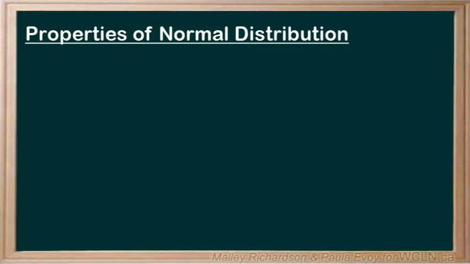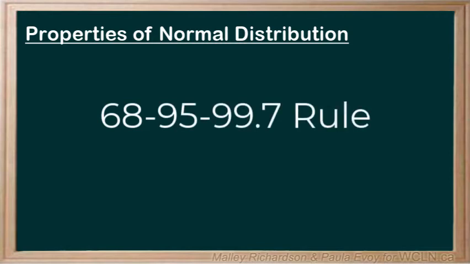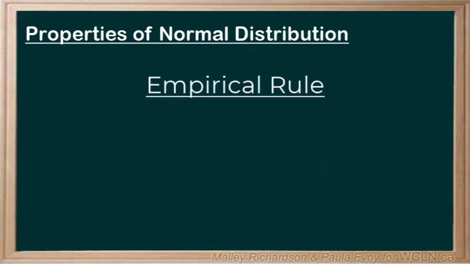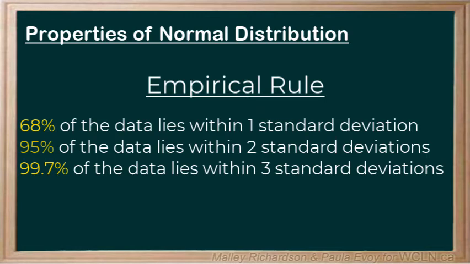Understanding this, we can learn the 68, 95, 99.7 rule. This is a statistical rule and is also known as the empirical rule for normal distribution. This rule states that on every normal distribution curve, 68% of the data lies within one standard deviation, 95% of the data lies within two standard deviations, and 99.7% of the data lies within 3 standard deviations.